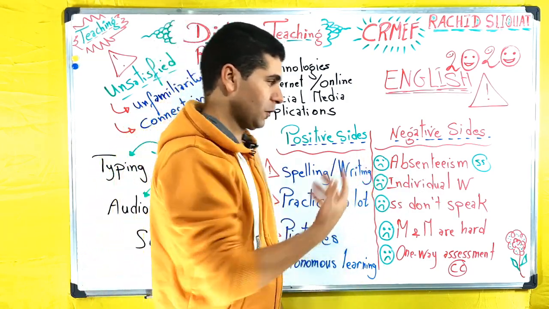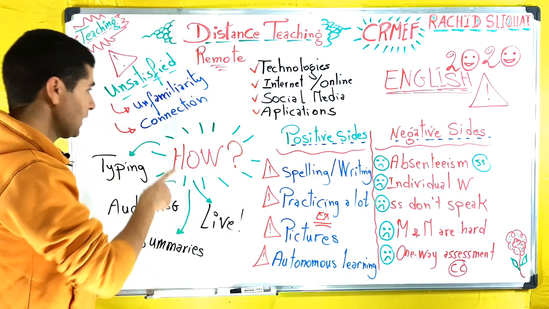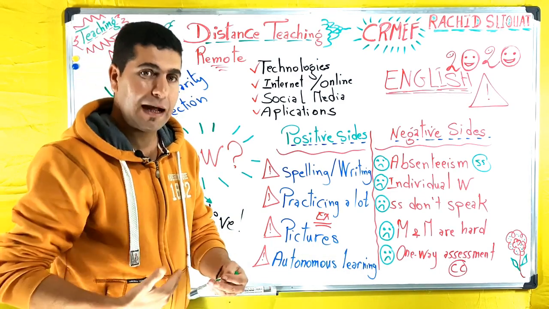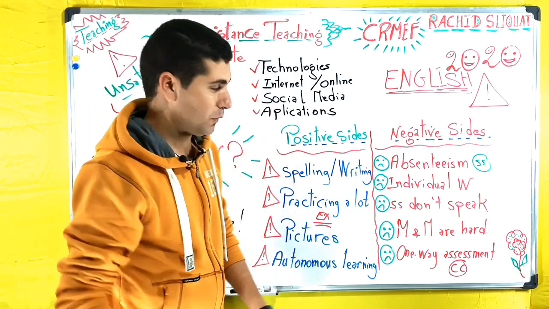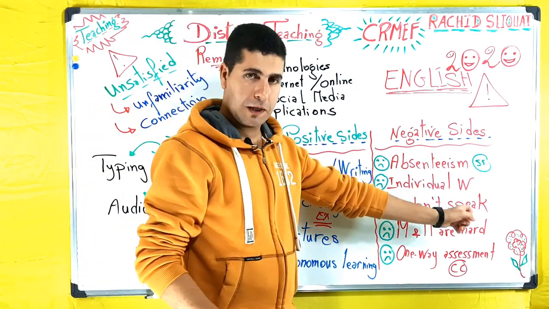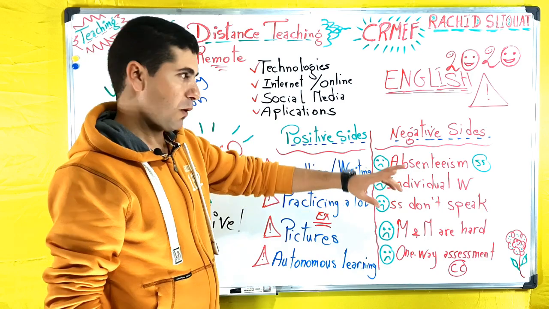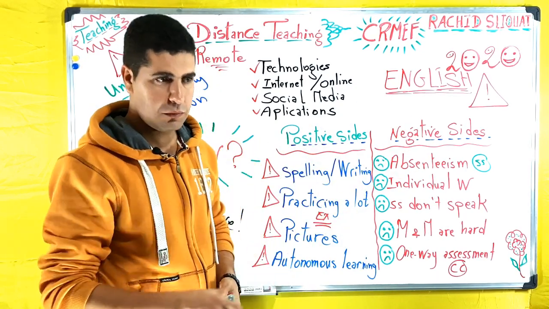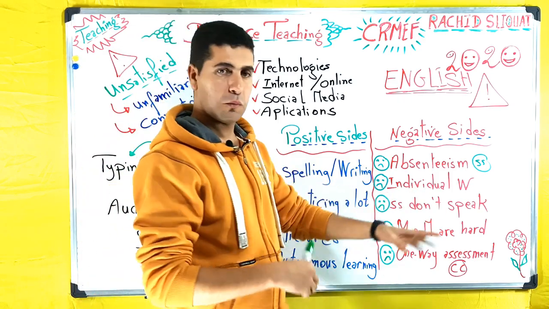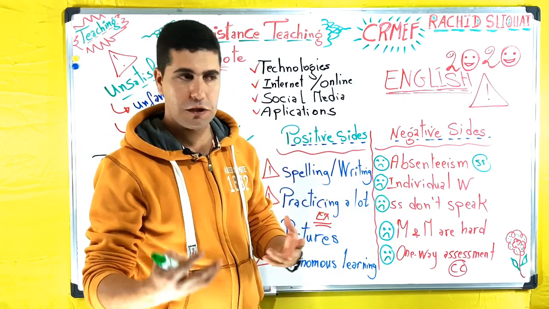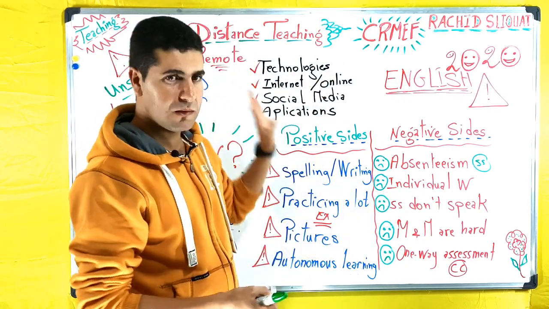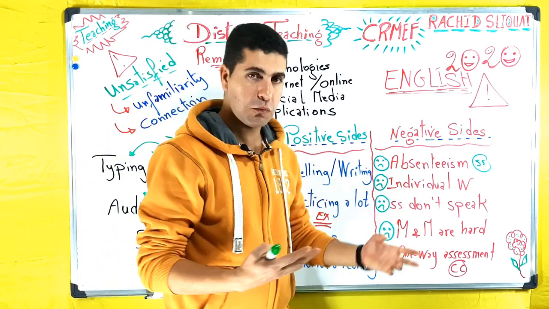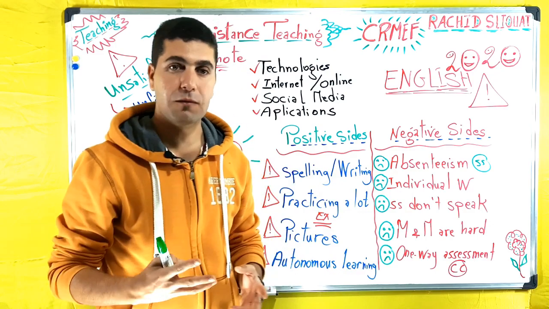There are some students who don't attend because of the connection problem, or perhaps some of them don't have mobile phones, for example, or computers, okay? Number two, individual work. So as you can see in classroom teaching, when we are teaching a certain language, we don't use only individual work. We can use pair work, we can use group work. In distance teaching, the only mode of work that exists is individual work, okay? So students work individually.